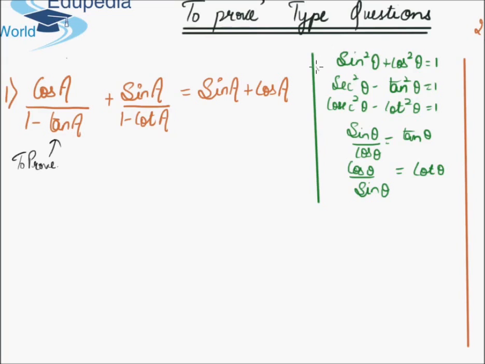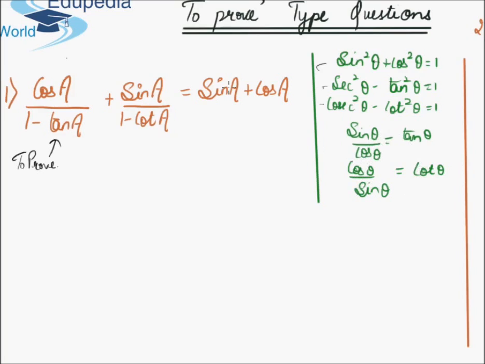The first one is sin squared theta plus cos squared theta equals 1. The second one says secant squared theta minus tangent squared theta equals 1. The third one, cosecant squared theta minus cot squared theta equals 1. The fourth is sine over cos is tangent, whereas the reciprocal of this fraction, that is cos over sine theta, is cotangent.